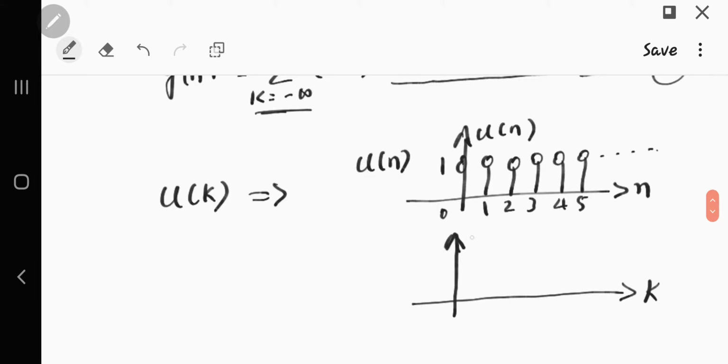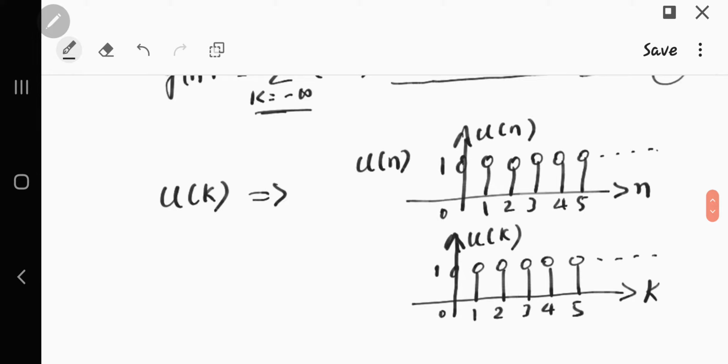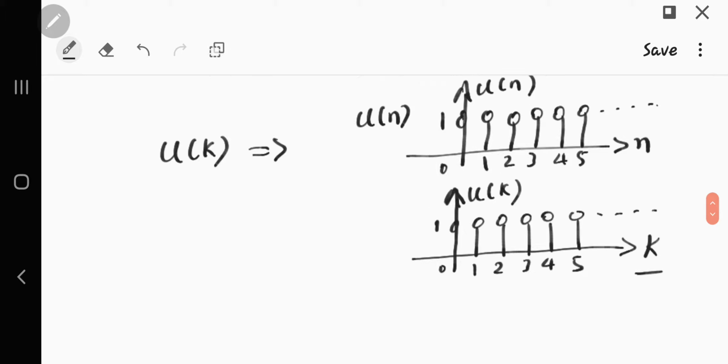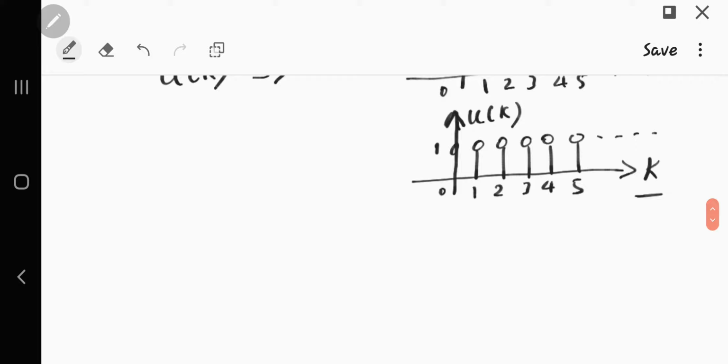So this is my u[k]. Observe this, the time index here is k. In the same way, let's plot u[n minus k]. As I mentioned here, k represents the index. So u[n minus k] is nothing but u[minus k plus n]. Here the n value we don't know, so that represents some time shifted value.